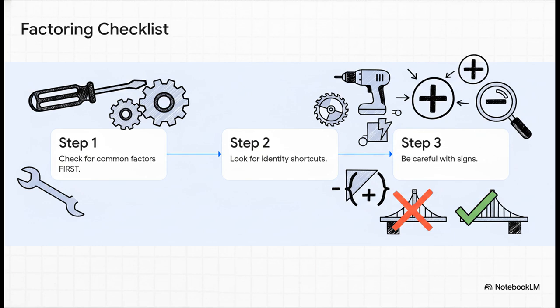Step 1. Always grab your screwdriver first. That means always check for a common factor before you do anything else. I mean it, always. Step 2. Quickly scan for a power tool opportunity. Does it look like a difference of squares? Is it a perfect square? Use those shortcuts. And step 3, this is crucial. Check your signs. Be so careful with the pluses and minuses. A tiny mistake there can throw the whole thing off.